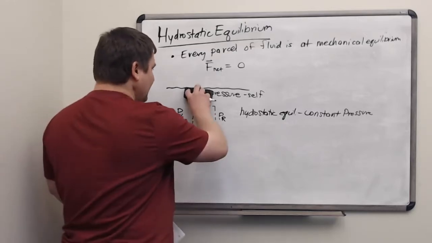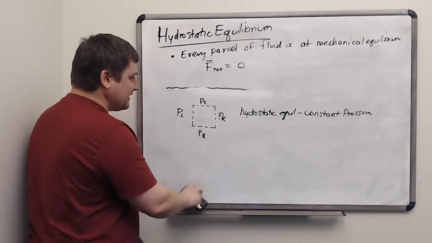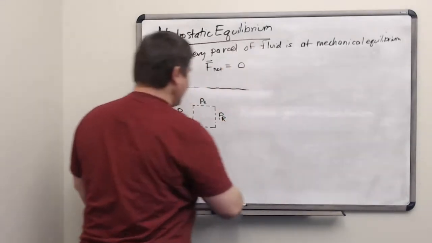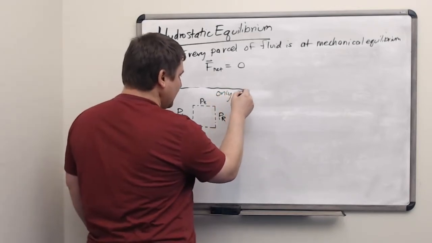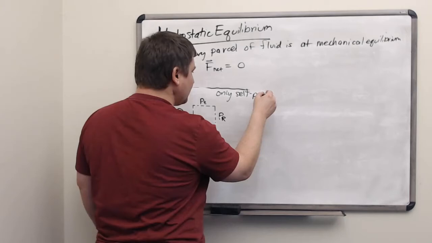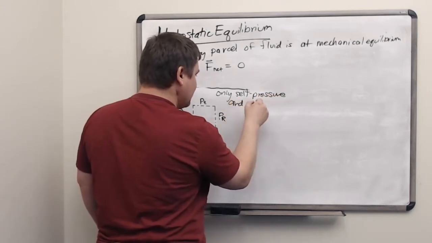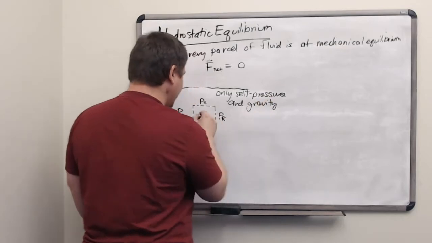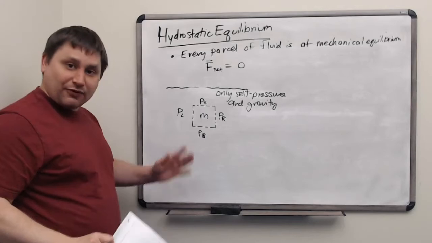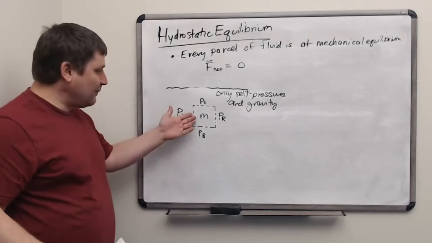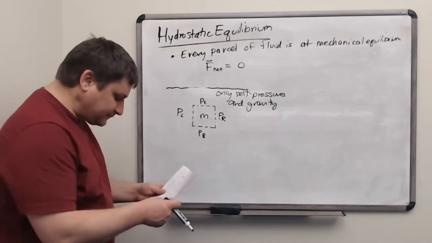So let's roll ourselves back a little bit. Say this is too simplified to give us a realistic prediction. Let's say there is only self-pressure and gravity. All right, so in that case, we're going to have to incorporate the gravitational force by knowing how much mass of fluid is enclosed in this parcel.